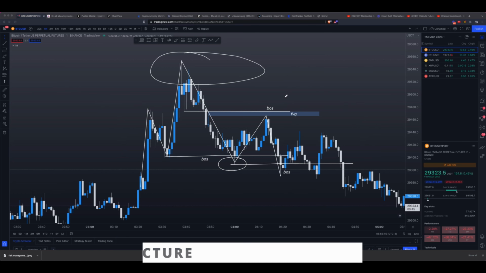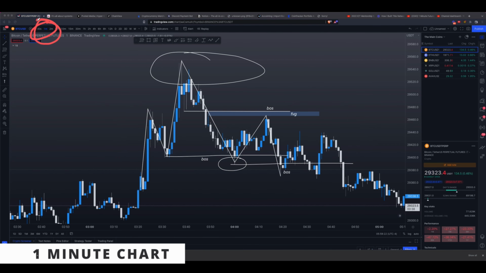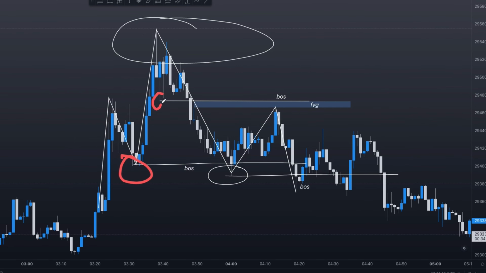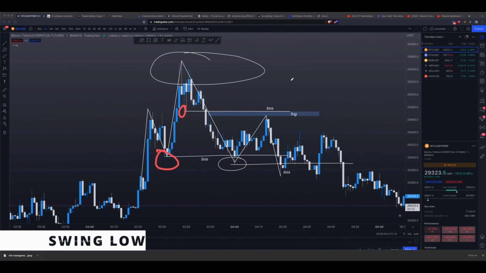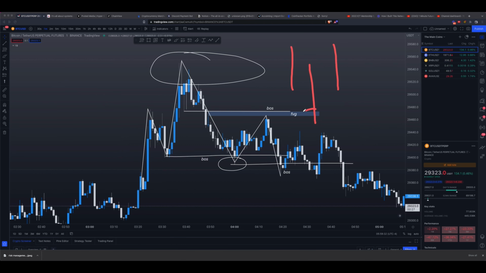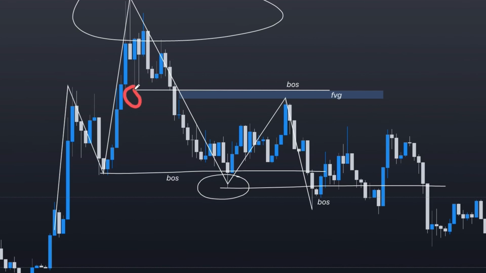Whenever you break market structure, for example, currently we're looking at a 1 minute chart, you want to take a look here at this swing low and that swing low right there. A swing low is basically defined as a candle whose lowest point is lower than the two candles right next to it. So this right here would be classified as a swing low. For example, over there, the low of that candle is lower than the two candles right next to it. So that's a swing low.